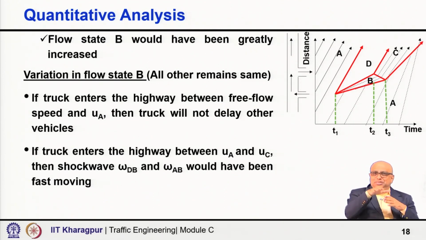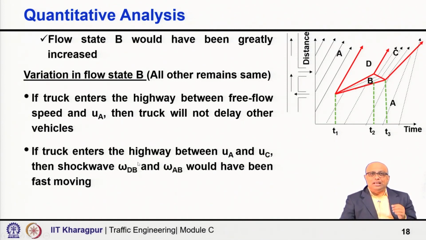Traffic state A is travelling with, say, 50 km per hour, that is the speed of vehicles in traffic state A, and the truck enters at 50 km per hour, no impact on the traffic stream. Even if it tries to enter with a higher speed, it will not be able to travel with that higher speed, it has to come down, but then the overall impact on the traffic stream is nothing, no impact practically.